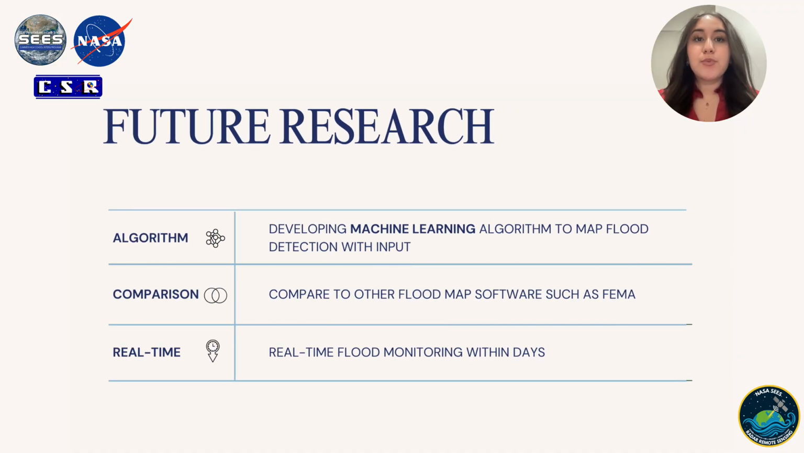For our future research, we identified 3 key areas to improve and expand this project. First, algorithm development. We aim to develop a machine learning-based algorithm that can detect floods by utilizing user input, reducing the manual, complex processing needed. Second, comparison. We plan to compare our flood mapping results to existing tools like FEMA's flood maps to evaluate accuracy across different platforms. And finally, real-time monitoring. A long-term goal is to achieve real-time flood detection, ideally within days of an event, to help support faster disaster response. These steps aim to enhance both the accuracy and the practical application of SAR data for floods.